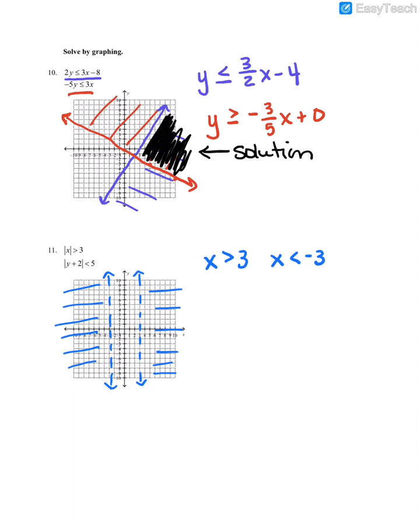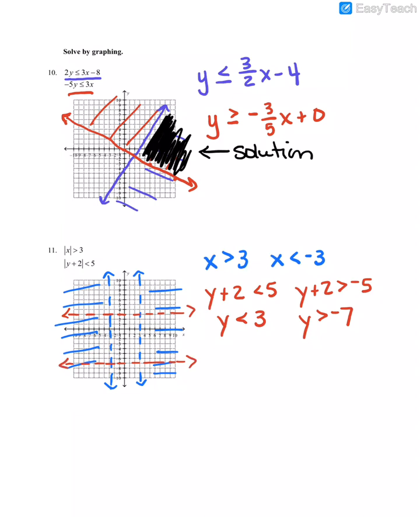Absolute value of y plus 2 is less than 5. So y plus 2 is less than 5, and y plus 2 is also greater than negative 5. So y is less than 3 when I subtract 2, and y is greater than negative 7. So I have a dotted line at positive 3, and a dotted line at negative 7.